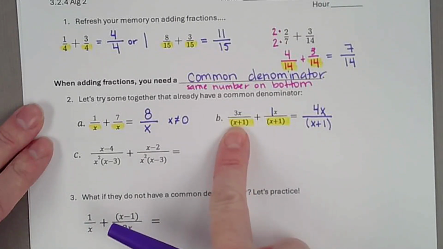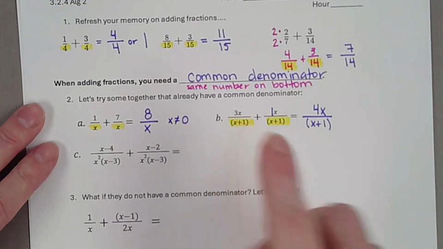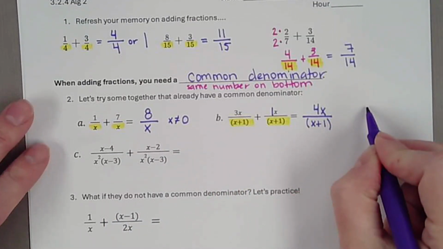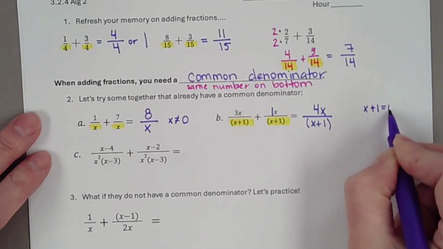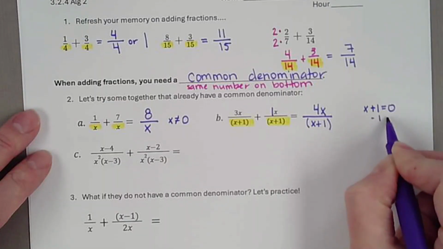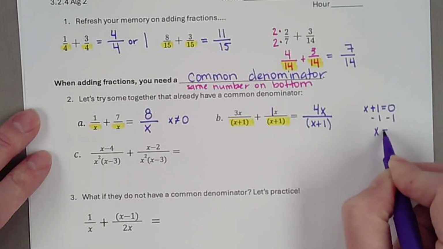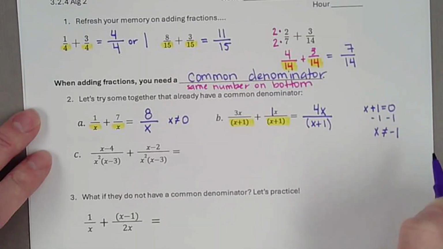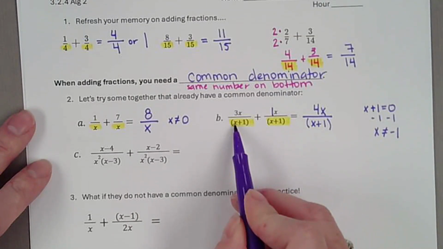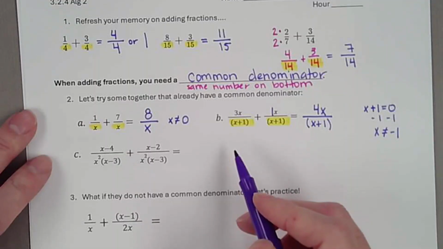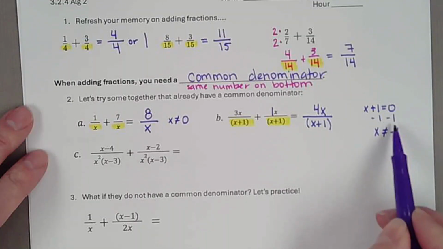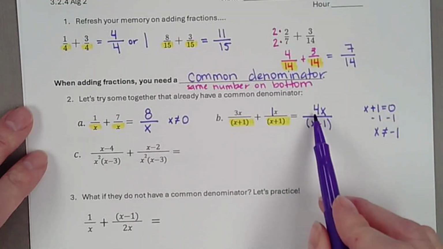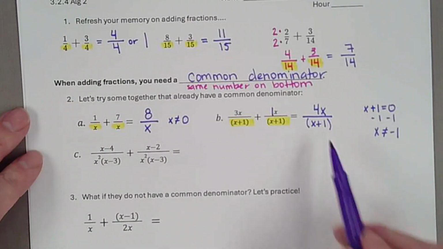But there's a number that I can't put here. So I'm going to make my equation. You don't have to. If you know the number, you can just write it down. But my equation would be x plus 1 equals 0. I'm going to subtract 1 on both sides and say x cannot be the number -1. Because if I put -1 here, -1 plus 1 would make 0. Zeros on the bottom of a fraction are not a good thing. They're not allowed. So my excluded value is x can't be -1. My answer is 4x over x plus 1.